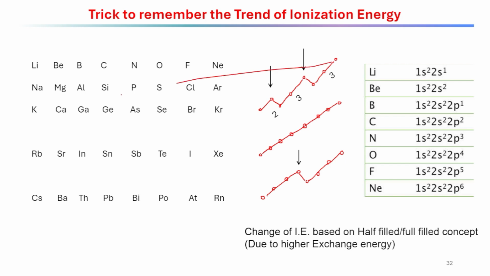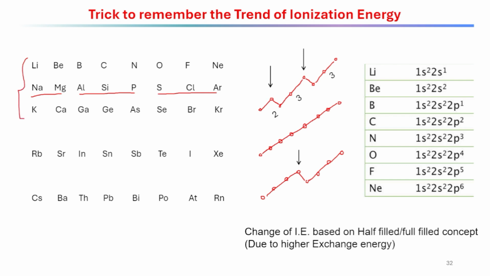Similarly, in case of period 3, for sodium and magnesium, these two will increase. Then in case of aluminum, it will decrease. Then aluminum, silicon, phosphorus will increase. Again from phosphorus to sulfur, it will decrease. And again sulfur, chlorine and argon will increase. So I remember this trend of these three periods as the 2-3-3 formula.